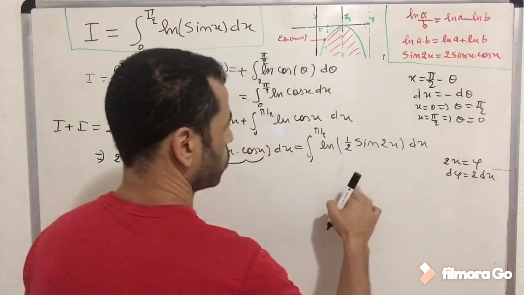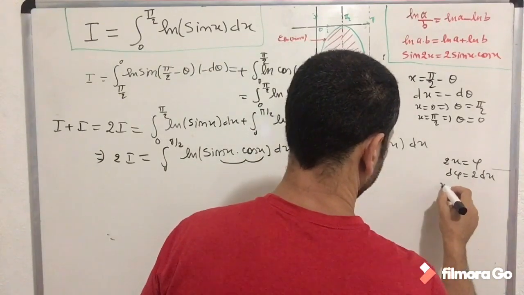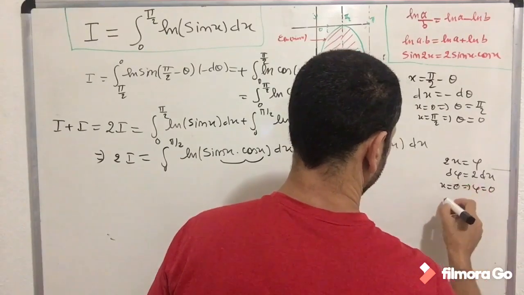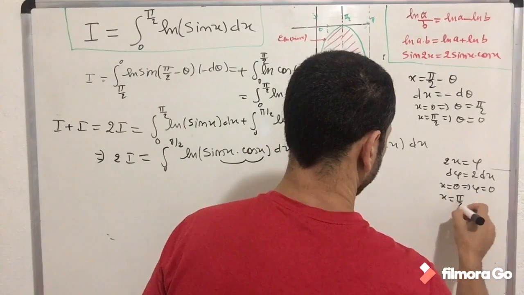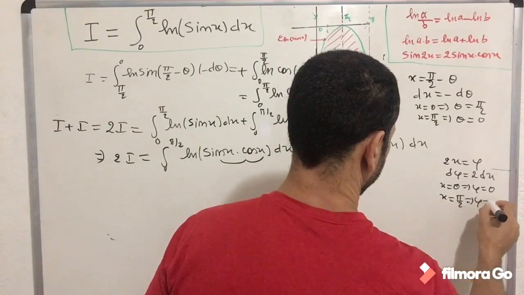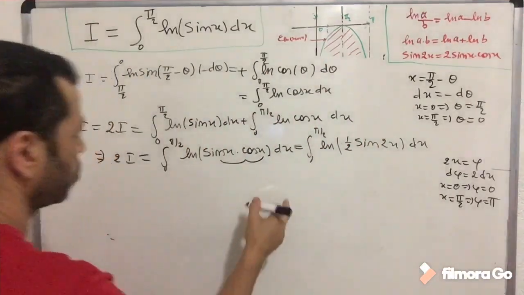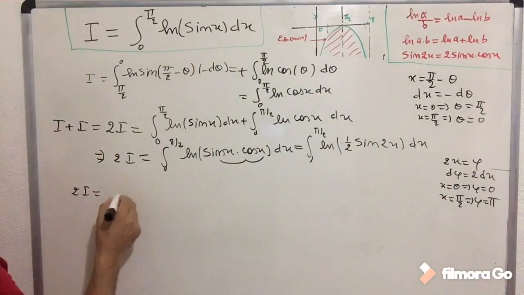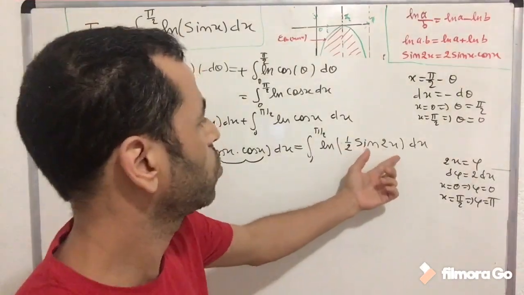If you are going to change the bounds as well, x equals 0 gives phi equals 0. If you put x equal pi over 2, that means phi equals pi. Okay, let's take the log of the integral. So 2I equals the integral of natural log 1 over 2 plus natural log of sine 2x.